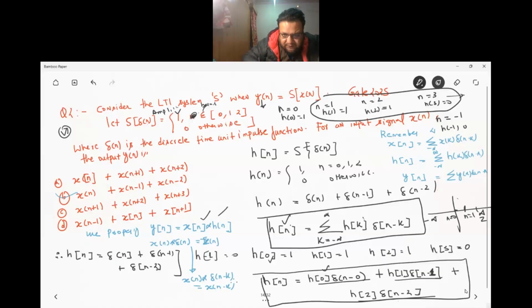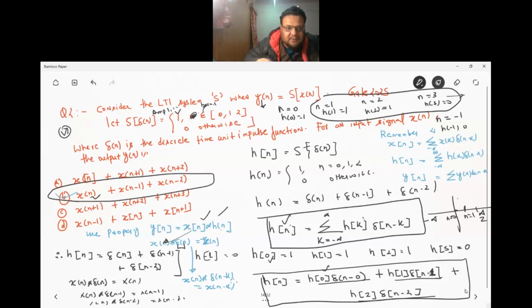And you do know your h of n is only comprising of the impulse responses, so its area is 1. So that means if you are multiplying this x of n with lambda of n, x of n into lambda of n is going to fetch you x of n. But if you do x of n into lambda of n minus 1, it will give you a shifted x of n minus 1. And if you do x of n into lambda of n minus 2, it will give you a shifted x of n minus 2. That's your output. So here you see, this is the output. B part would be your answer for this.